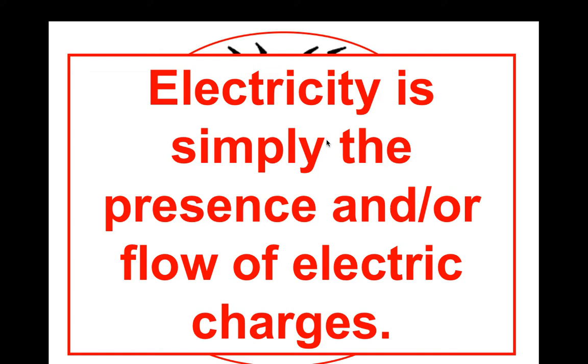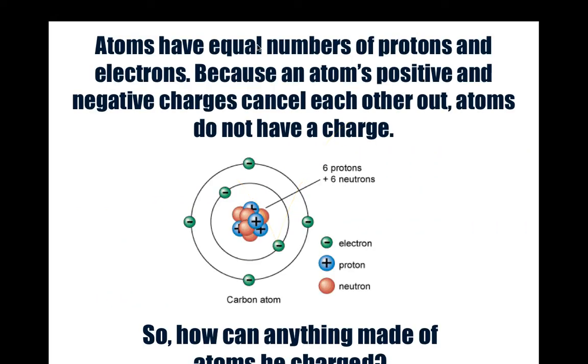Electricity is simply the presence and/or flow of electrical charge. Atoms have an equal number of protons and electrons, just off the base periodic table. Because an atom's positive and negative charges cancel each other out, they really don't have a charge.